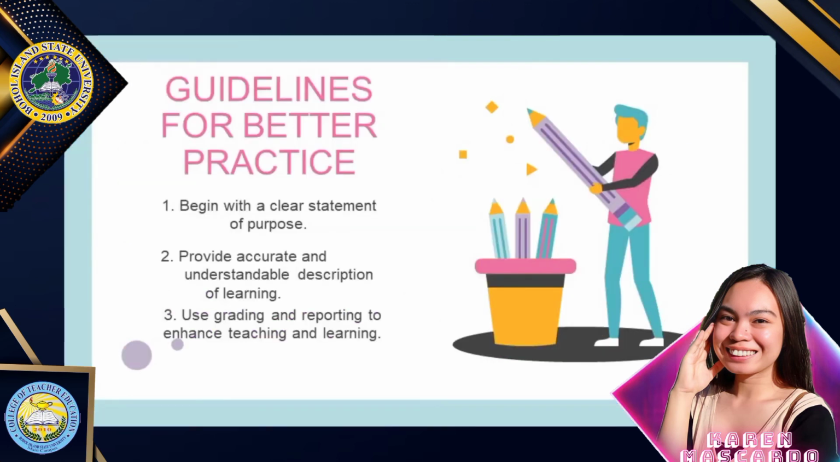Guidelines for better practice ensure better practice of grading and reporting systems. There are three statements that serve as a guide on how to utilize effectively the grading and reporting system. First guideline: begin with a clear statement of purpose. Second, provide accurate and understandable description of learning. Third, use grading and reporting to enhance teaching and learning.